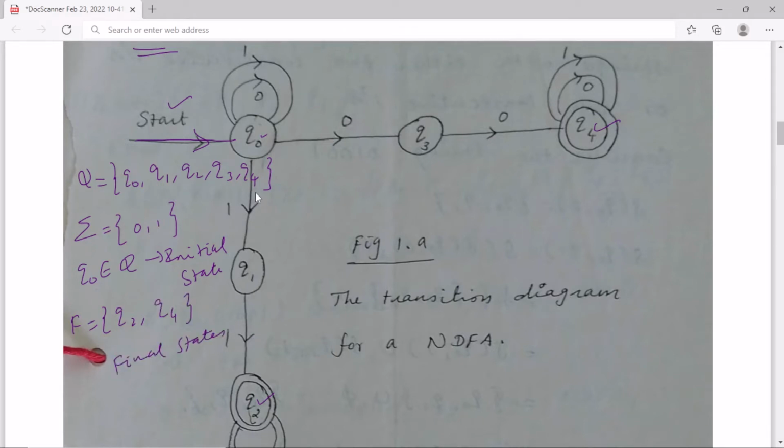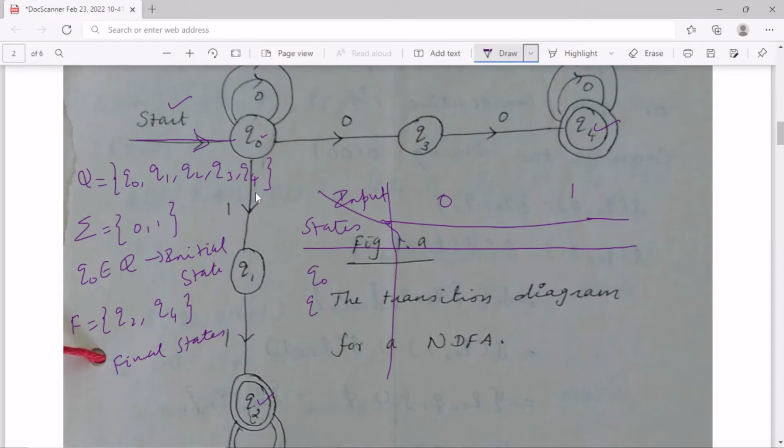Now let me write down the transition function. As I told you already, I am going to write the transition function like this. So input and states. What are the input symbols here? Totally we have 2 input symbols, 0 and 1. In case of states, how many states do we have? Q0, Q1, Q2, Q3 and Q4. I am going to write it here by reading in state. Initially we are at state Q0.